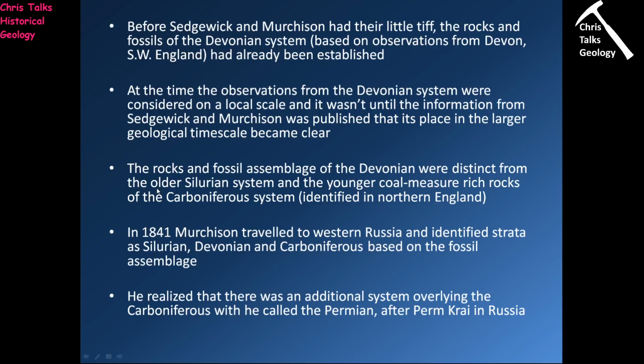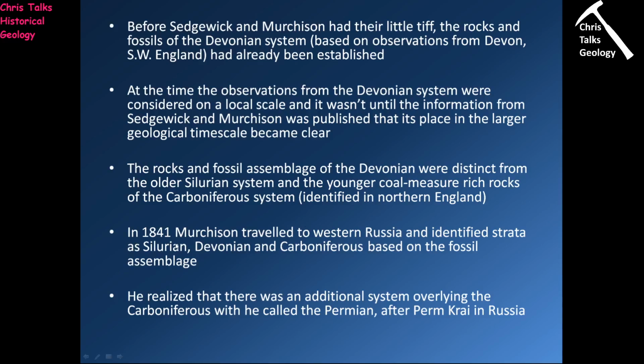So they also noticed that the rocks and fossils of the Devonian system were distinct from the older Silurian rocks and the younger coal-bearing rocks of the Carboniferous system, which was classified using the rocks of northern England. So now we have Cambrian, Ordovician, Silurian, Devonian, Carboniferous.